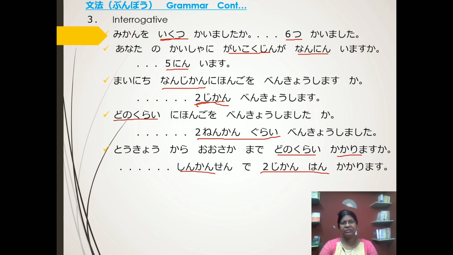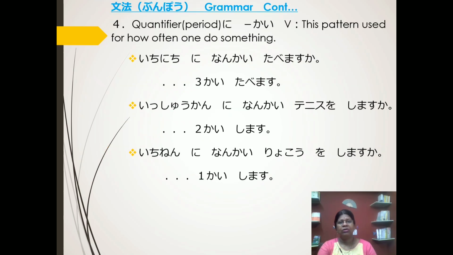Coming to the next. Quantifier or quantifier period, particle ni, kai. This grammar form is used for how often one does some work. We do some work with a frequency. Suppose we take 3 meals in a day, we play tennis twice in a week, we watch a movie once in a month, we go for a trip once in a year.